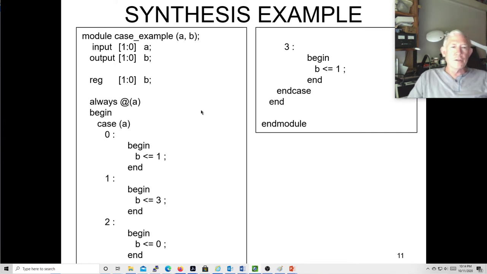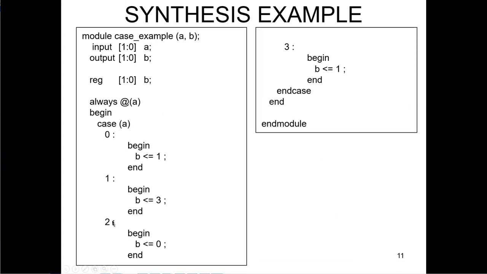So here's a synthesis example. We have this case example. We have two ports: A is an input, B is an output. They're both 2 bits. Then you define B as a register, and we have an always block with a case statement and 4 cases. The switch is A. If A is 0, we set B equal to 1. If A is 1, we set B equal to 3. If A is 2, we set B equal to 0. And if A is 3, we set B equal to 1, the same as 0. So immediately you can begin to imagine that you could optimize this, because case 0 and case 3 have the same thing.